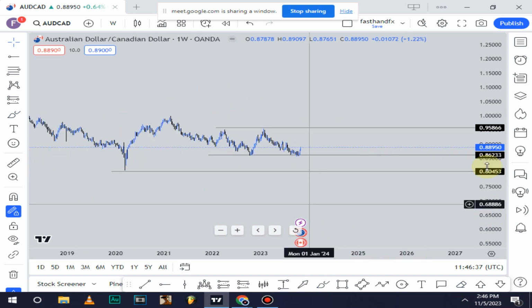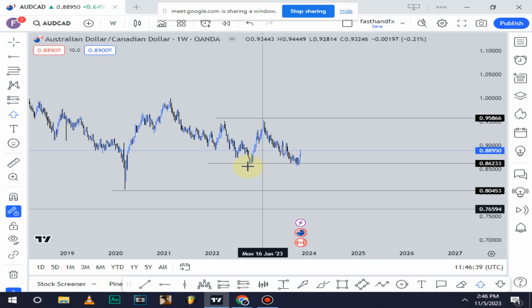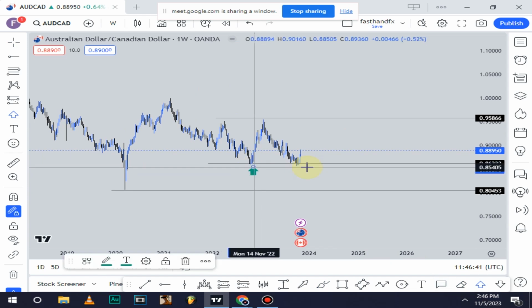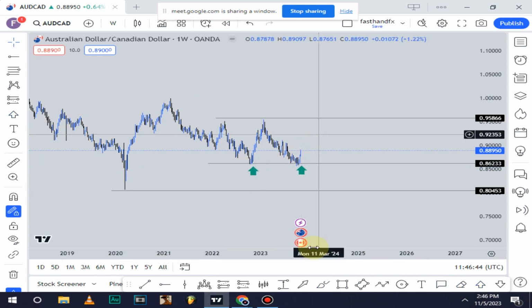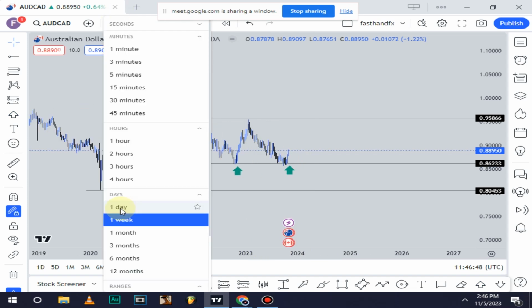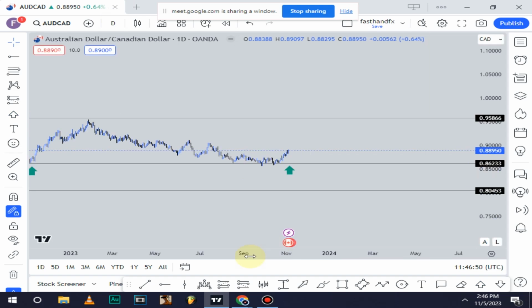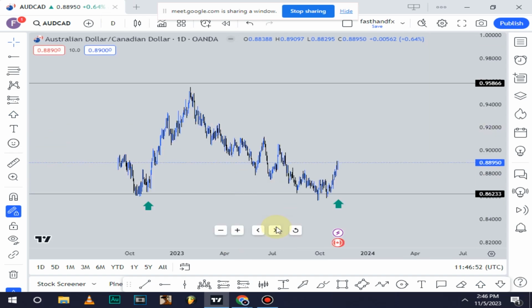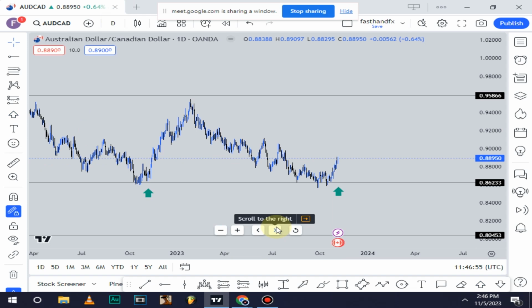With that, let's identify this as a double bottom right here. Wow, yeah, this looks very, very nice. I like it. So right there, we just have to draw a trend line. 1, 2, 3. What's happening?